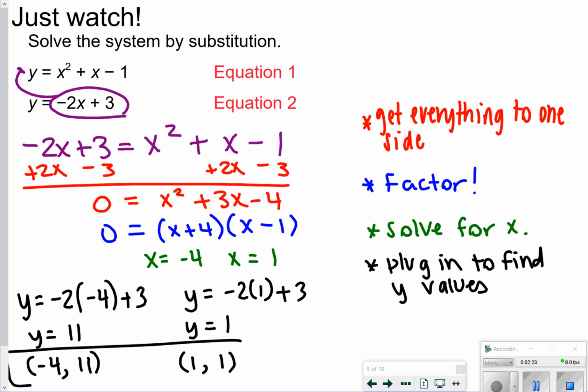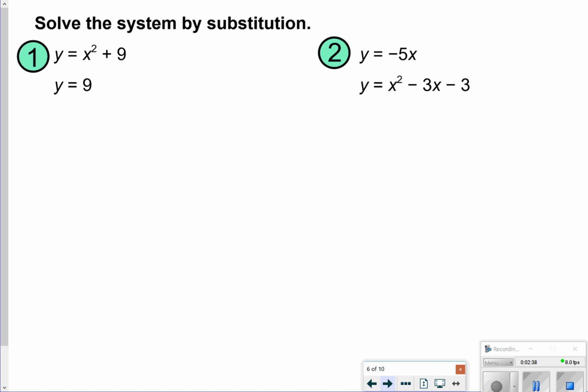So that's all we're really focusing on when we're solving by substitution. Get everything to one side, so you set it equal to 0. Then we factor, then we solve for x, and then we plug in to find our y values. So we're going to go ahead and try that for questions 1 and 2. Let's go ahead and pause the video now so you can try those by yourself, and once you're done, click play to see how it's done.